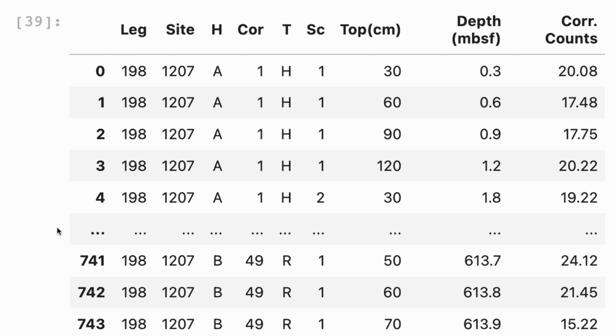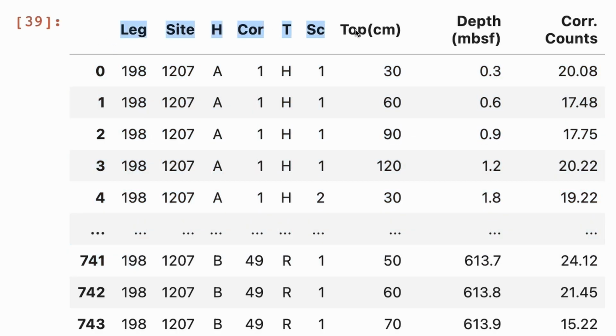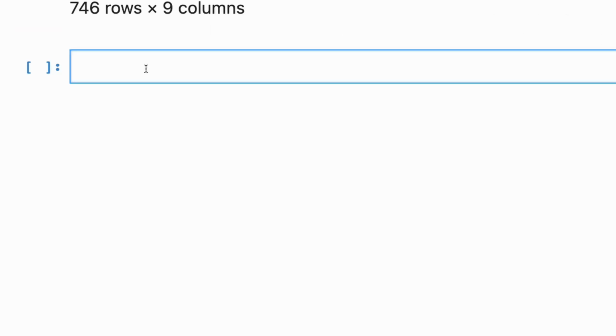You can see a data frame looks very much like a database record. We have rows. These are the records. And we have columns. The columns are known as series. And you can see in this particular file, I have leg, site, h, core, t, all the way to corrected count as different series. So let's try to do some math with Pandas.